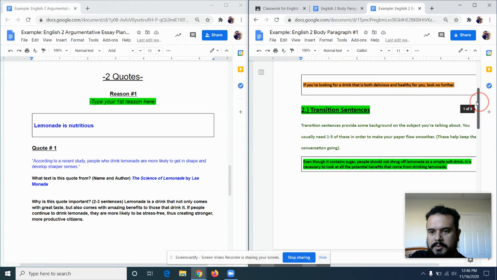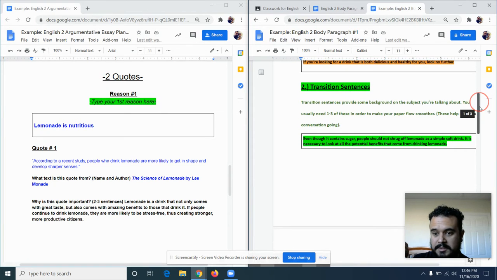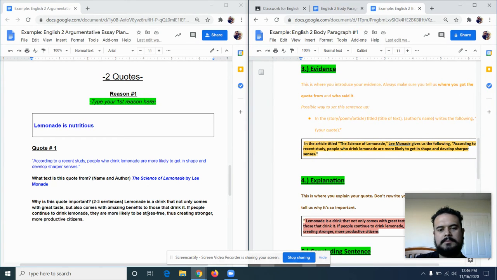So if you're looking for a drink that is both delicious and healthy, look no further. Even though it contains sugar, people shouldn't shrug off lemonade as a simple soft drink. It's necessary to look at the potential benefits that come from drinking lemonade. And now I'm ready to present my evidence.